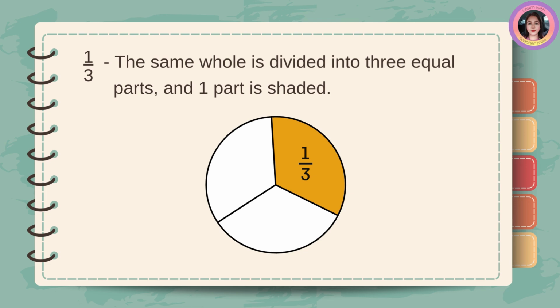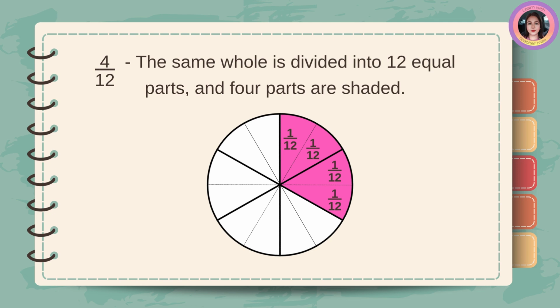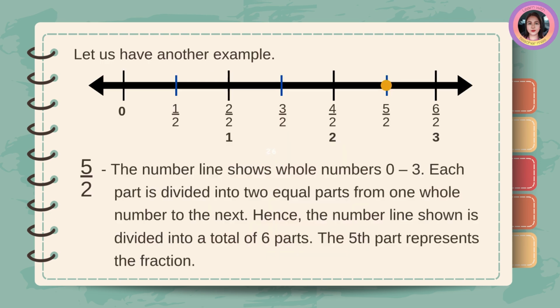One-third. The same whole is divided into 3 equal parts and one part is shaded. 2/6. The whole is divided into 6 equal parts and 2 are shaded. 4/12. The same whole is divided into 12 equal parts and 4 parts are shaded. Let us have another example.